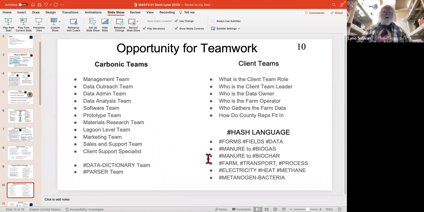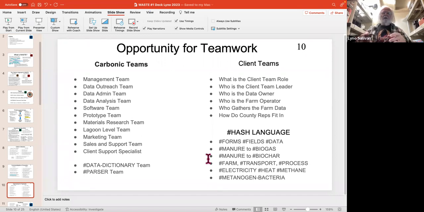I'll mention it when I come to it. So what I'm looking at is the opportunity for teamwork. I'm coming with an organizational structure that says it starts with the management team. Carbonic needs people to fill a management team, a materials research team. That's my number one. If I had to put myself somewhere in the world, I would put myself in charge of materials research, because that's where the future comes from.